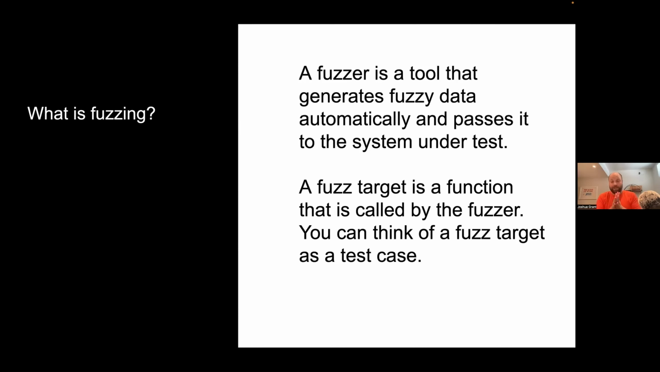a fuzz target is a function that gets called by the fuzzer. You can kind of think of a fuzz target as a test case. When you think of automated testing, things like JUnit, you might think of a test method or a test case, however you want to think about that. And a fuzz target is basically a test case that you've written specifically for fuzzing. It's a phrase that comes up a lot, so I'll mention it here.